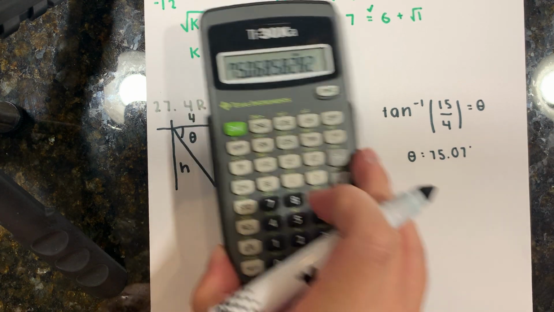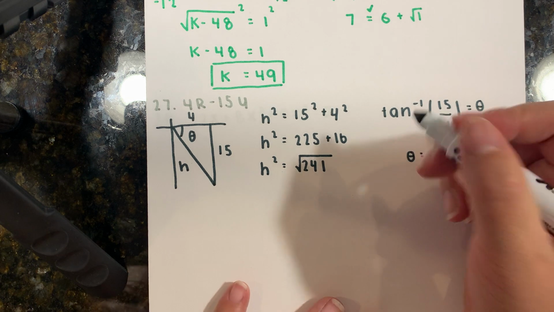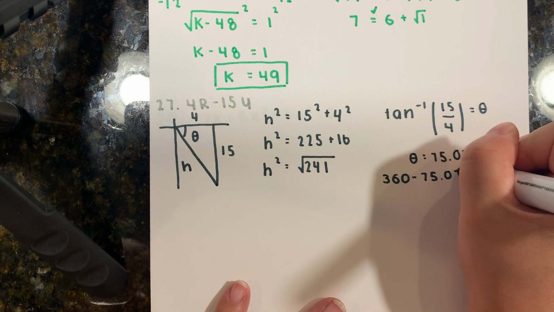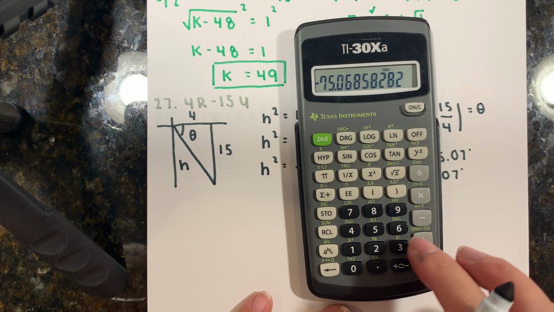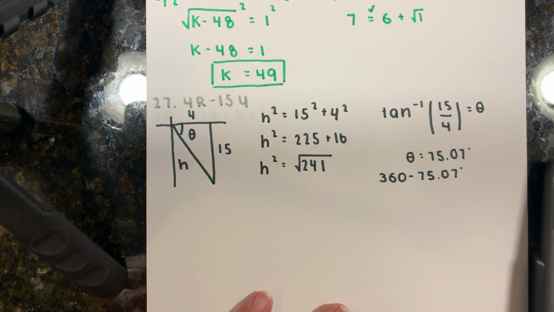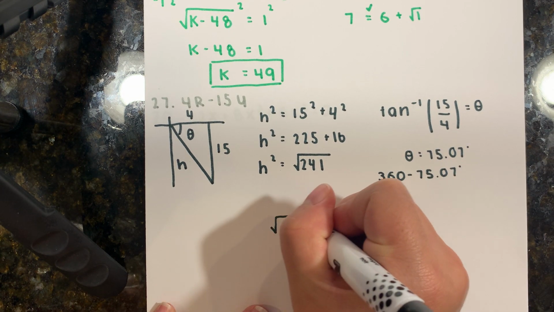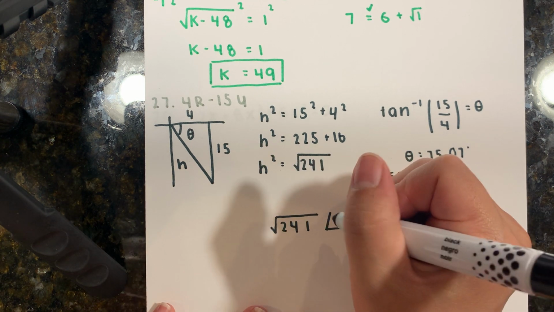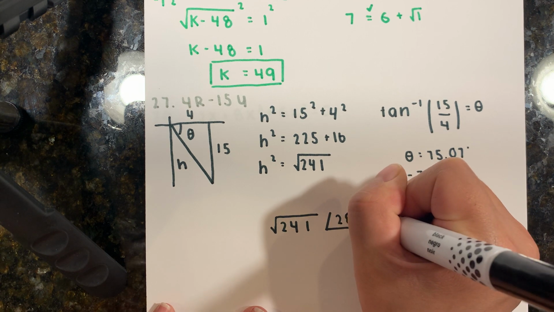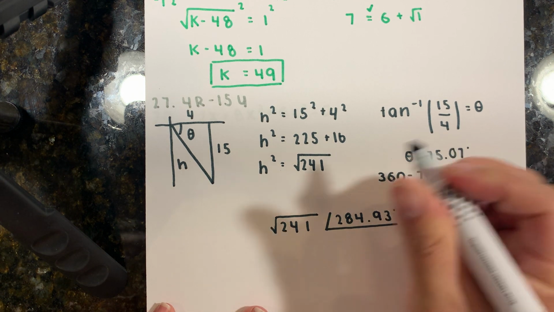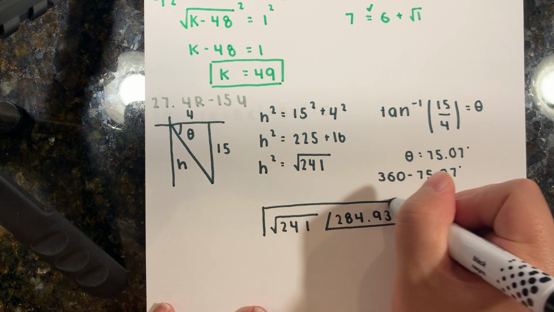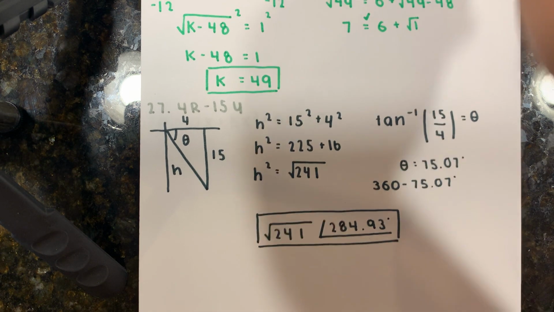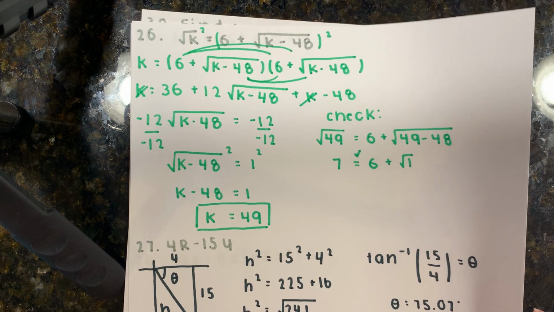75.07 degrees. And because it's in quadrant 4, we're going to subtract that from 360. So I get 284.93, but my answer will have the square root of 241 for my hypotenuse on the outside, and my angle is going to be 284.93 degrees. That's number 27. Now for number 28.